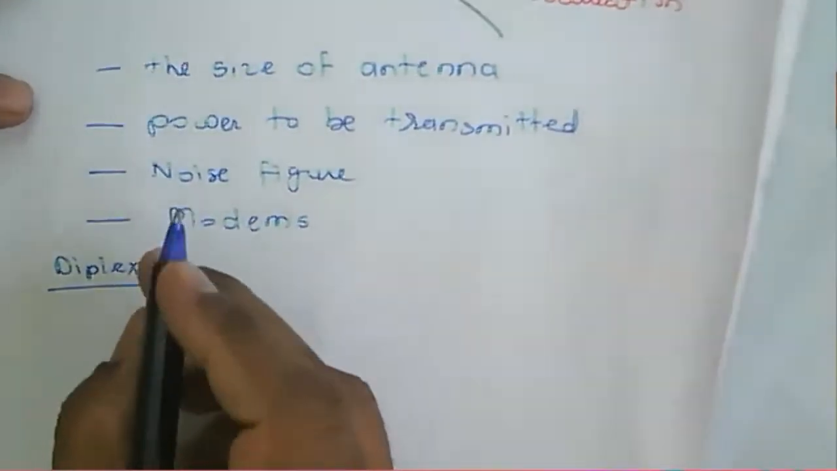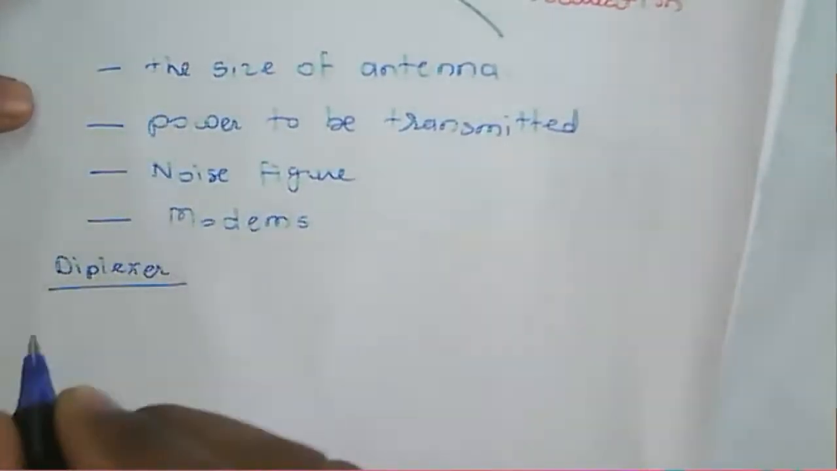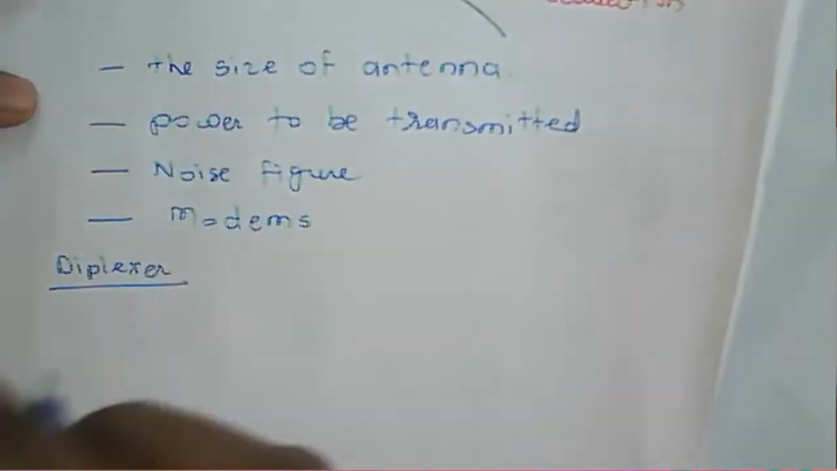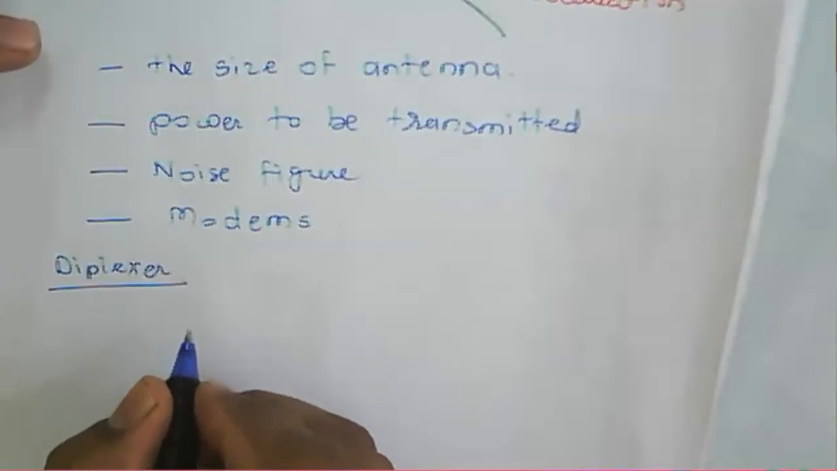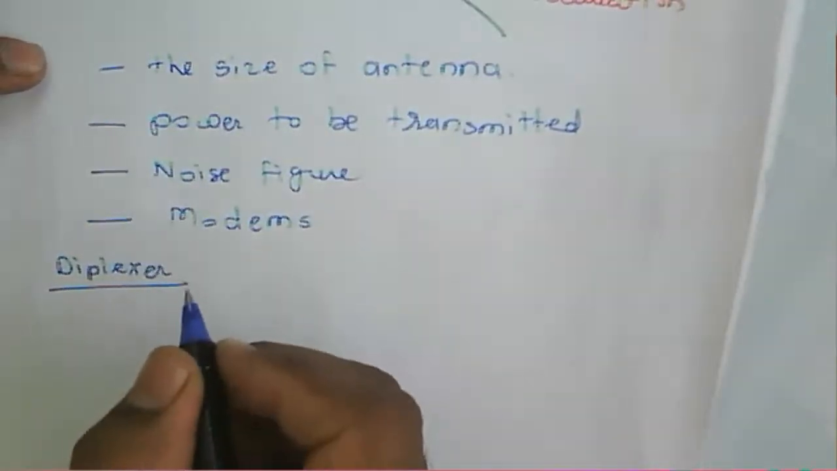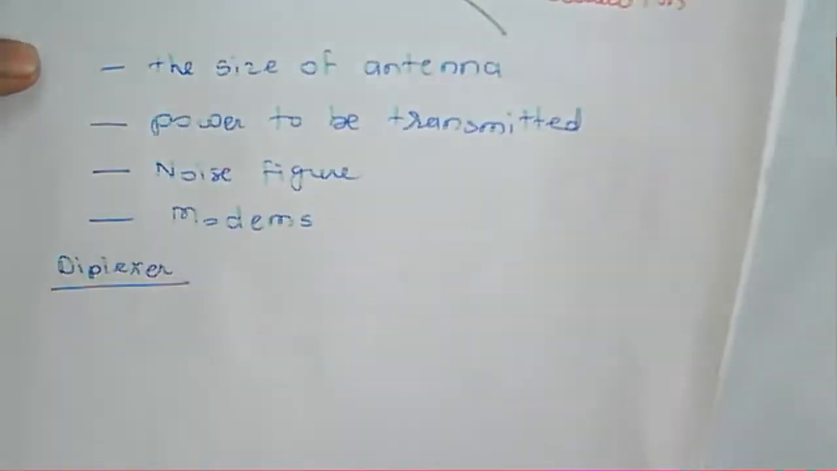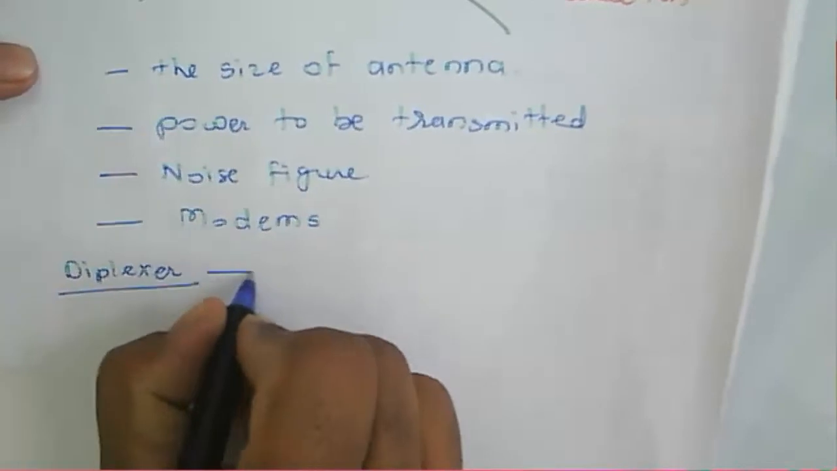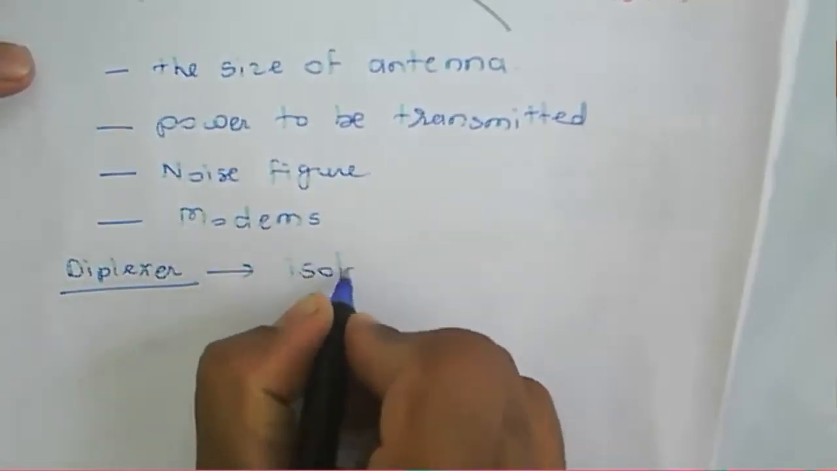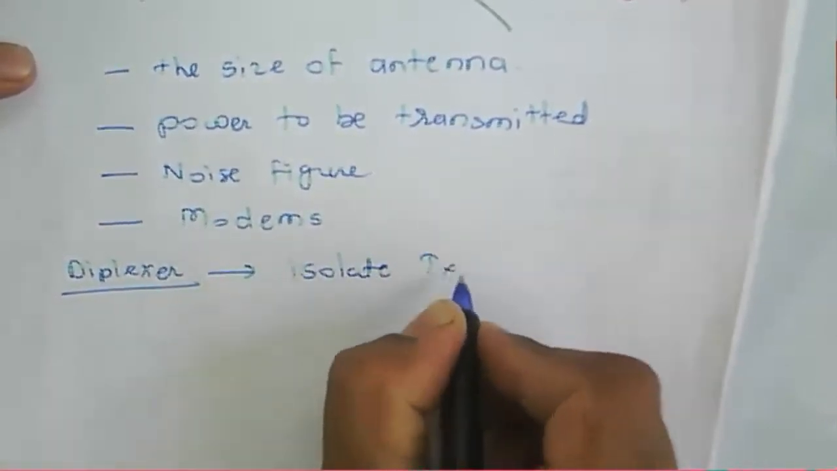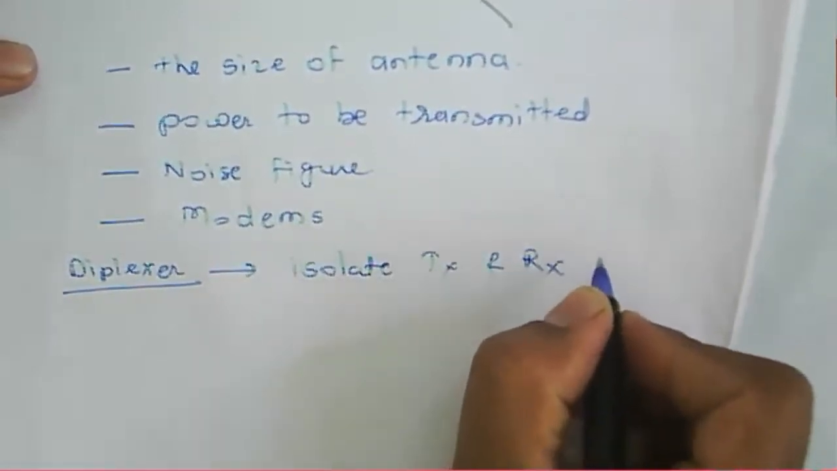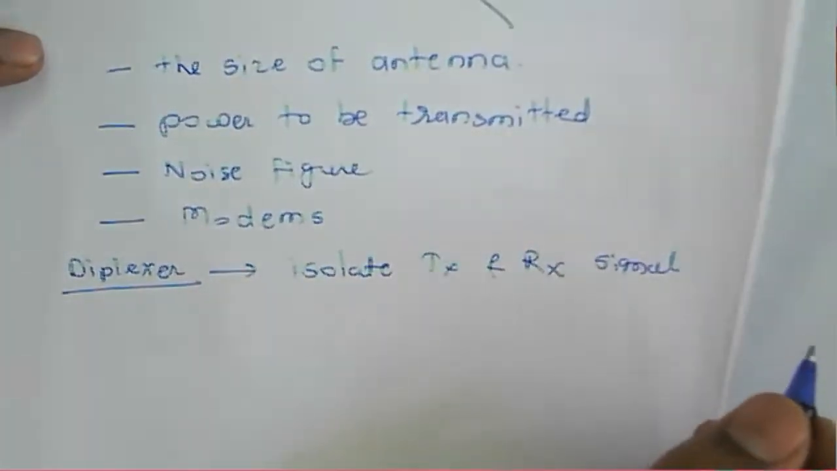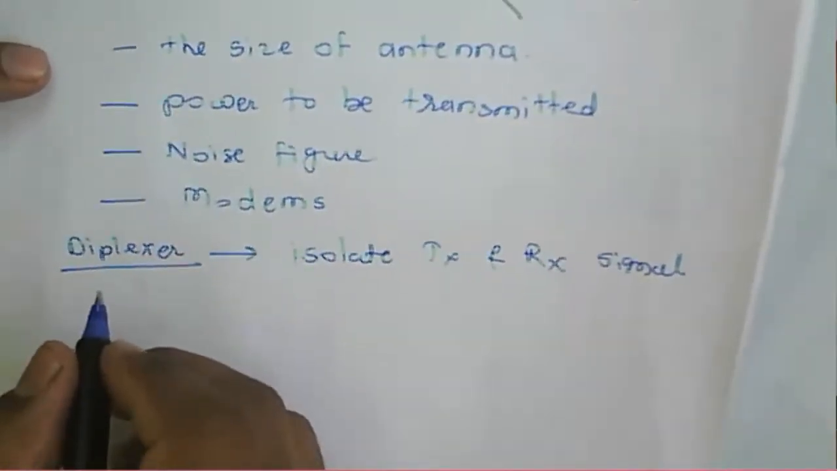And the role of a duplexer is to isolate the transmitter and receiver signals. Okay, it means a single antenna can be used as a transmitter as well as a receiver. So that's why the role of a duplexer is to isolate your transmitting and receiving signals. That will be the role of a duplexer here.